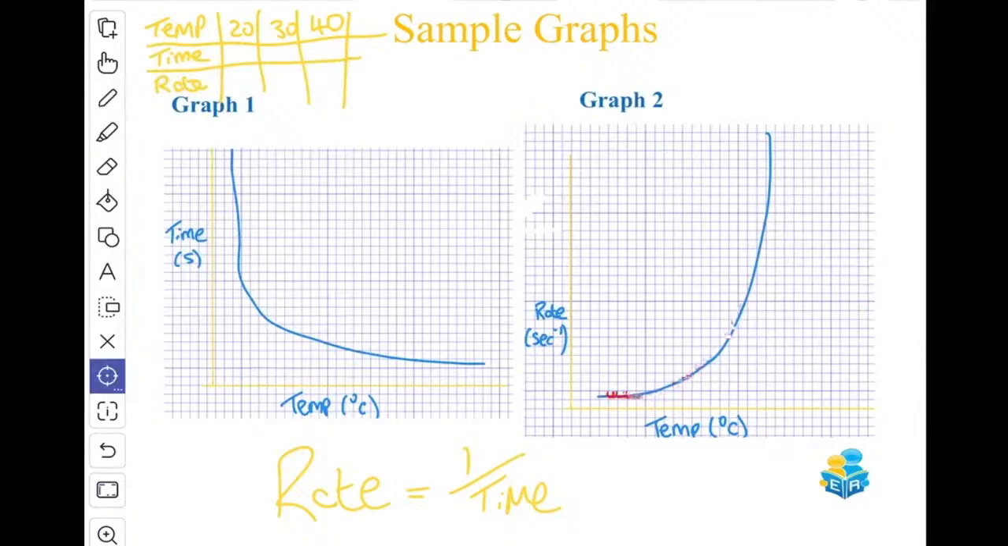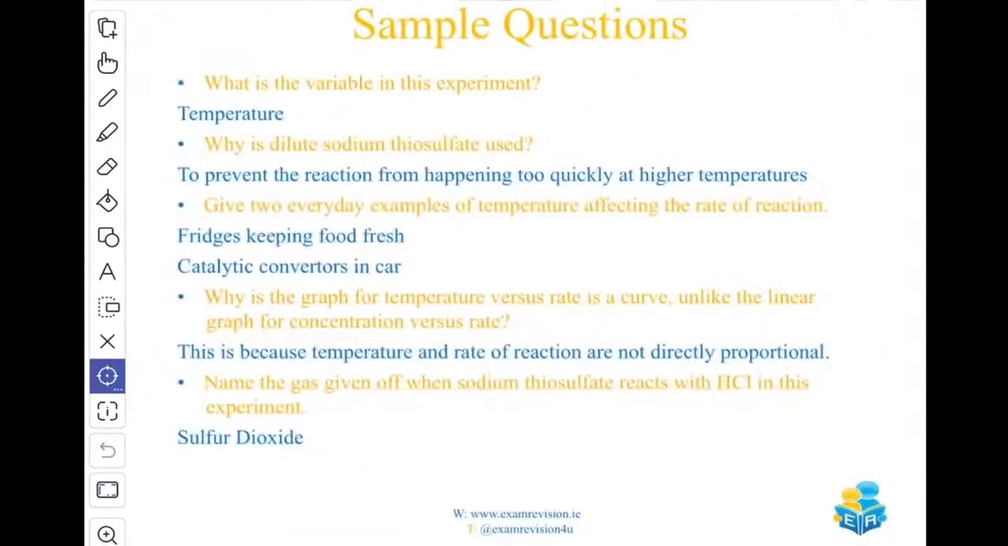So some sample questions for this experiment. They may ask you, what is the variable in this experiment? Your variable is temperature. Then it asks, why is dilute sodium thiosulfate used? So why would we use a dilute form of sodium thiosulfate? And it's to prevent the reaction from happening too quickly at higher temperatures, because we know as we increase the temperature, the rate of reaction also increases. So if we were using a concentrated form of your sodium thiosulfate, the reaction would happen too quickly.